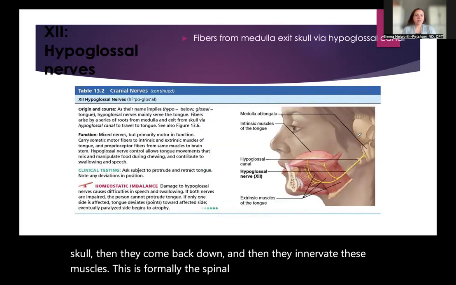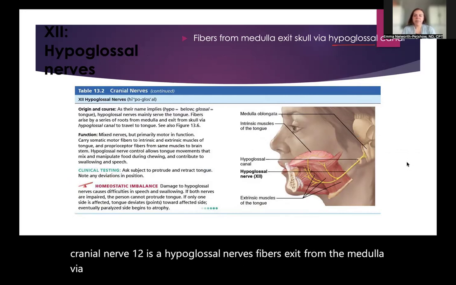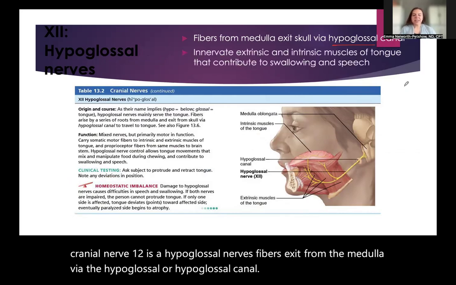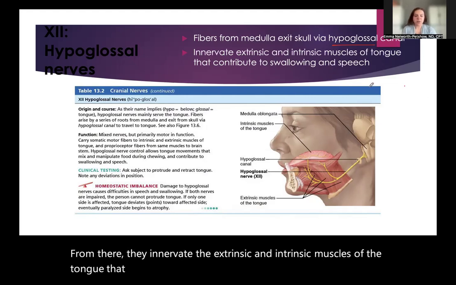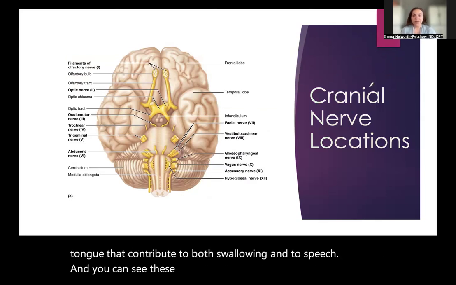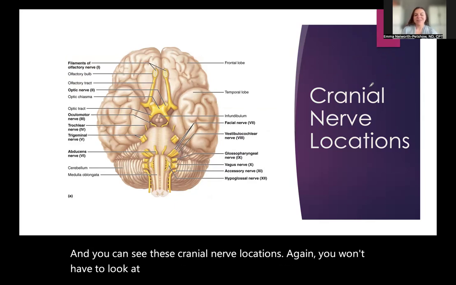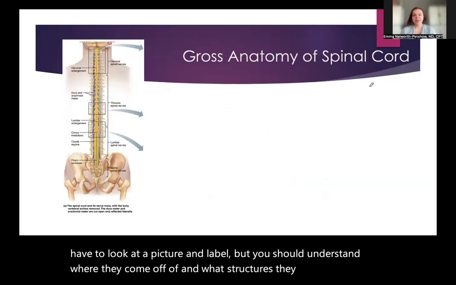And lastly, cranial nerve 12 is the hypoglossal nerve. Fibers exit from the medulla via the hypoglossal canal. From there, they innervate the extrinsic and intrinsic muscles of the tongue that contribute to both swallowing and to speech. And you can see these cranial nerve locations. Again, you won't have to look at a picture and label, but you should understand where they come off of and what structures they travel through to get to their final location.